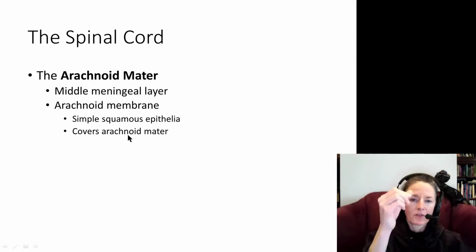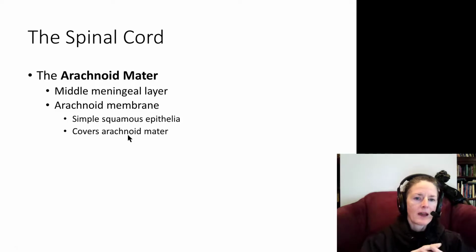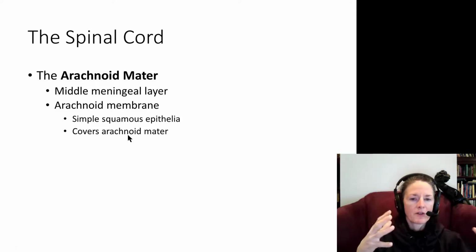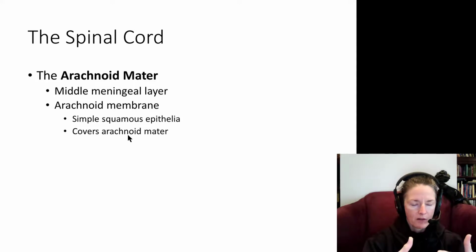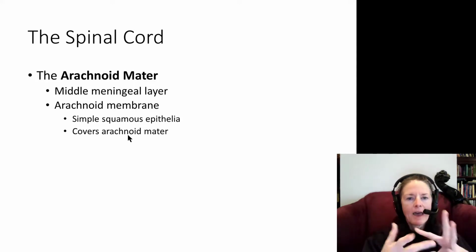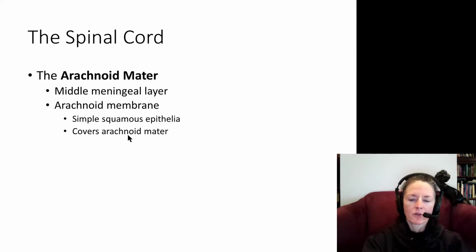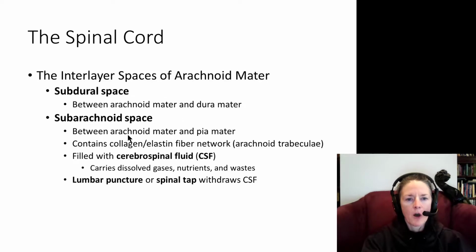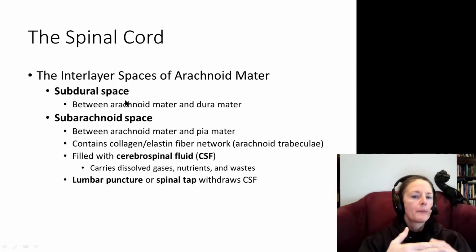All right, so the arachnoid mater is that middle meningeal layer, and that's going to have an arachnoid membrane, which is a simple squamous epithelium that is going to cover the arachnoid mater. And you remember the arachnoid mater has those trabeculae and the space between the trabeculae through which the cerebrospinal fluid will flow. The subdural space, here again, we should not have a subdural space in a healthy individual. So this is only a potential space. So hopefully the space will not open up.